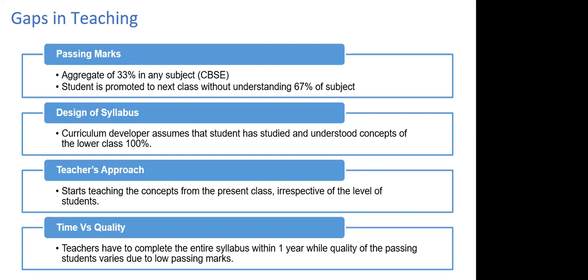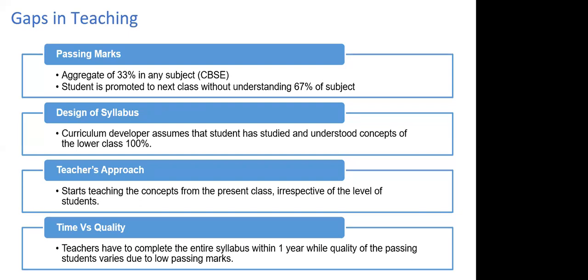Now coming to the teacher. For a teacher, there is a problem because in the class, there is a student who has just got 33% and there is a student who has got 95%, 98% maybe. In some subject, maybe 100%. Now for a teacher, what level should he start at? So basically he will simply take some level and start teaching.